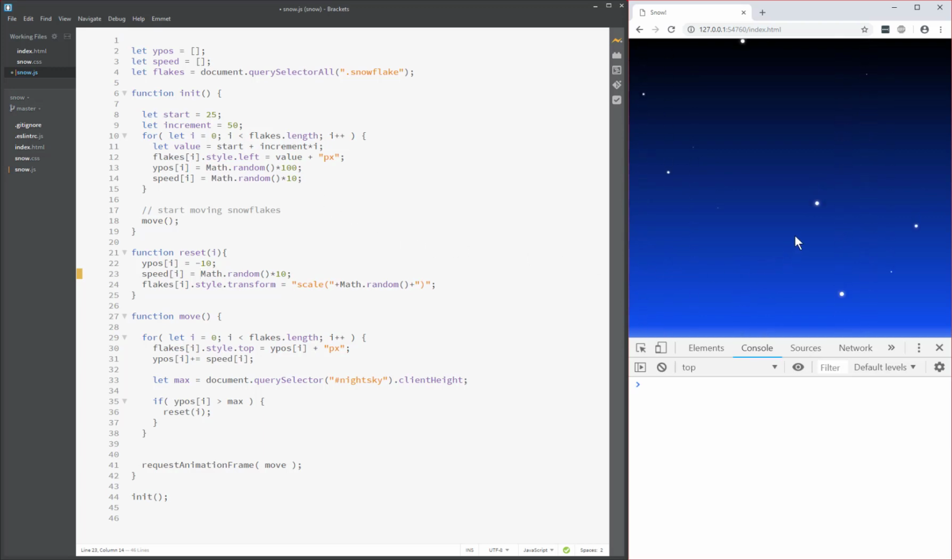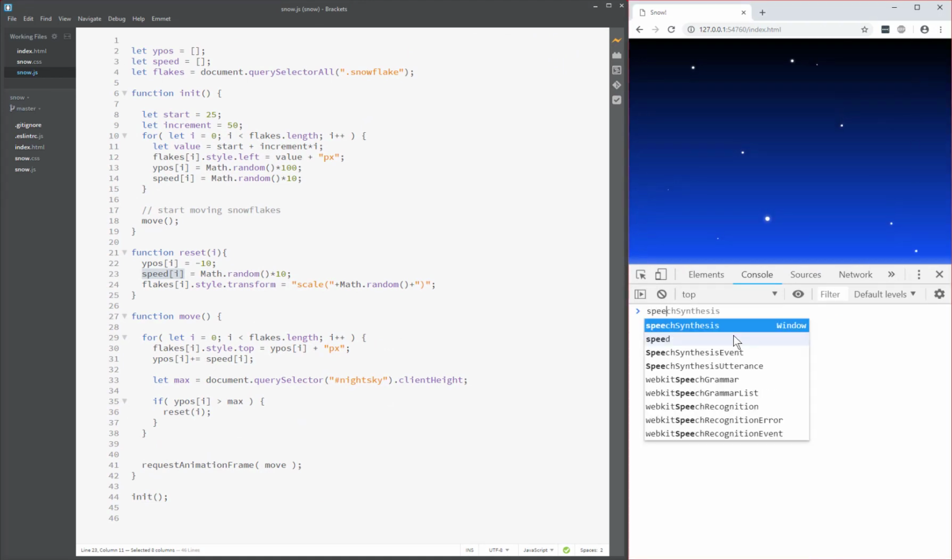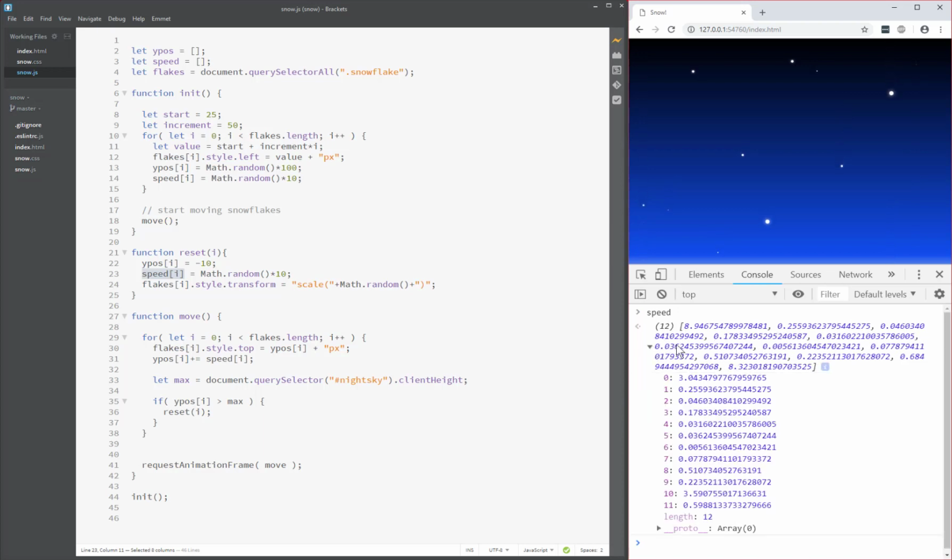One of the problems I have is that some of the snowflakes are moving very, very slowly, almost not moving at all, and that is what I want to fix today. See, the speed of each snowflake is determined by the value in the speed array here. This one has a speed of 3, this one has a speed of 0.2, 0.04, and so on. The lower the value, the slower the snowflake. And we have a very slow one there.